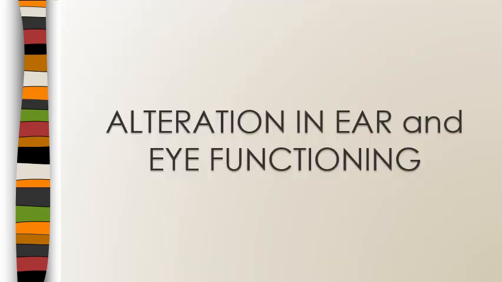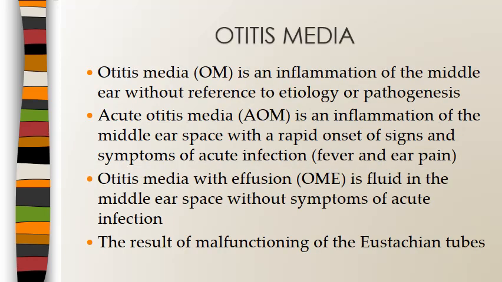So next we're going to talk about alterations in ear and eye functioning in children. First we're going to talk about otitis media. Otitis media is a very prevalent disease that we see in children, especially in the earlier years. Otitis media is an inflammation of the middle ear without reference to etiology or pathogenesis. Acute otitis media is an inflammation of the middle ear space with a rapid onset of signs and symptoms of the acute infection, and usually what we see the complaint of is fever and ear pain.